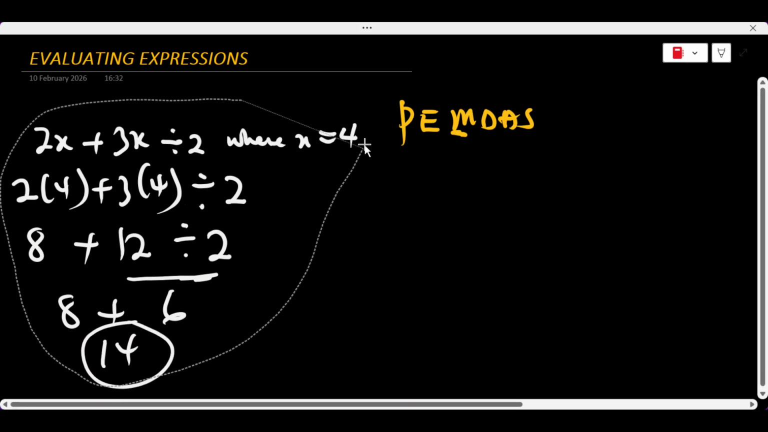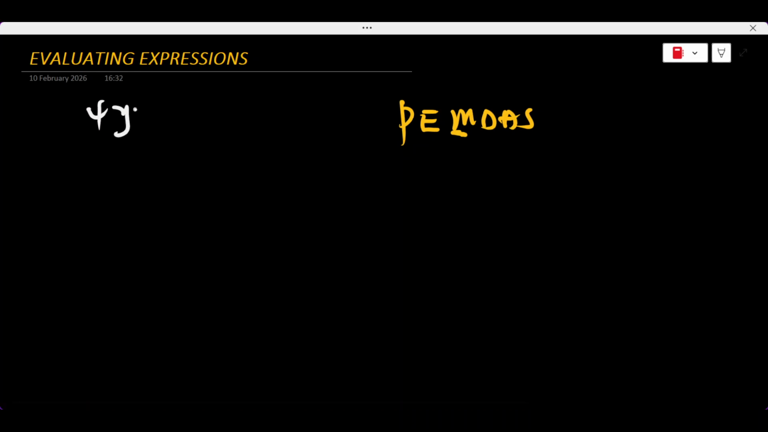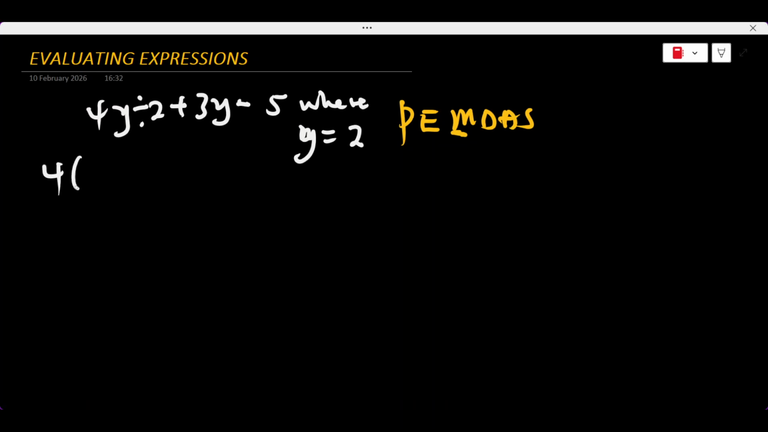All right, so let's look at a bit harder, which involves 4 terms. We have 4y divided by 2 plus 3y minus 5, where y equals 2. So we are replacing what? y with 2. This gives us 4 times 2 divided by 2 plus 3 times 2 minus 5.